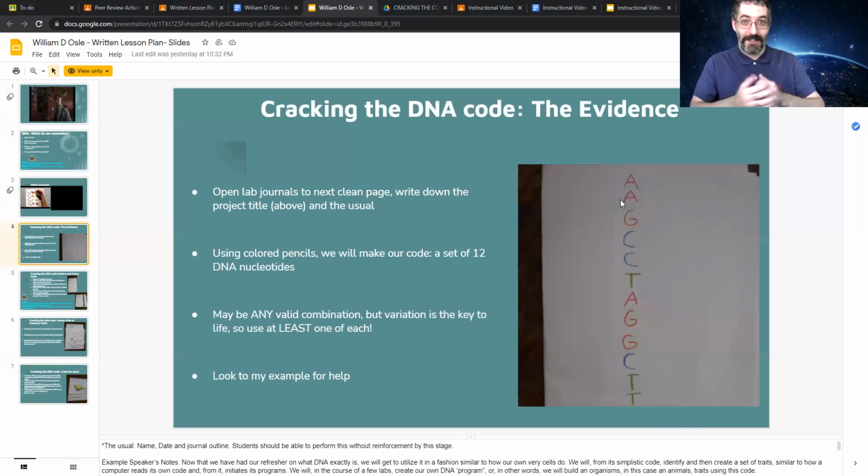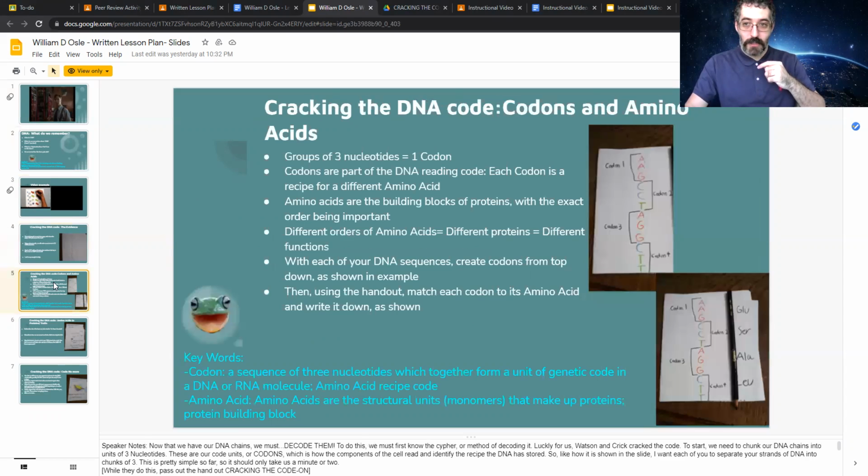For us, now that we understand what we're supposed to do, it's actually a much simpler task. So what I'm going to have you do is, for each section of DNA that you have, draw a line in between each, chunking them into groups of 3. On our next page, you'll see that I've already done this and even labeled them: codon 1, codon 2, codon 3, and codon 4. Take a moment, do this, unpause.